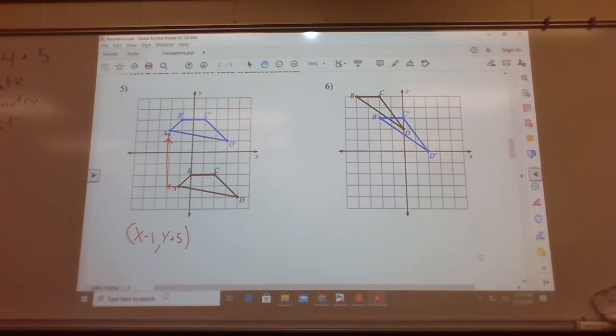So number 6, do the same thing. Write the rule. What did it do? Make sure you're going from original to new.